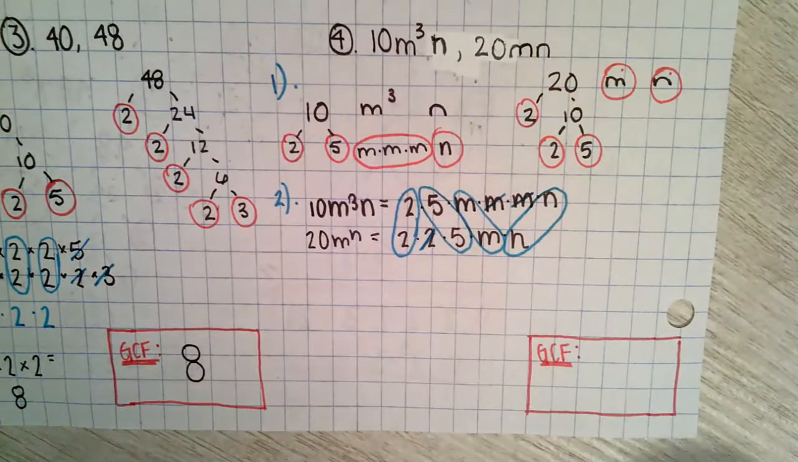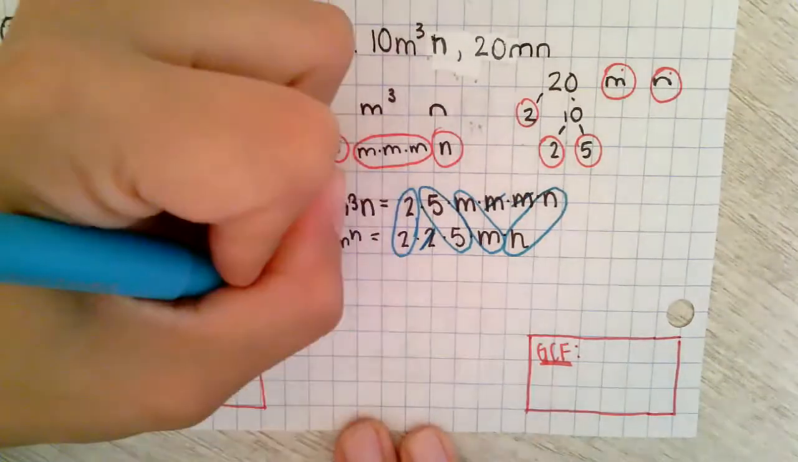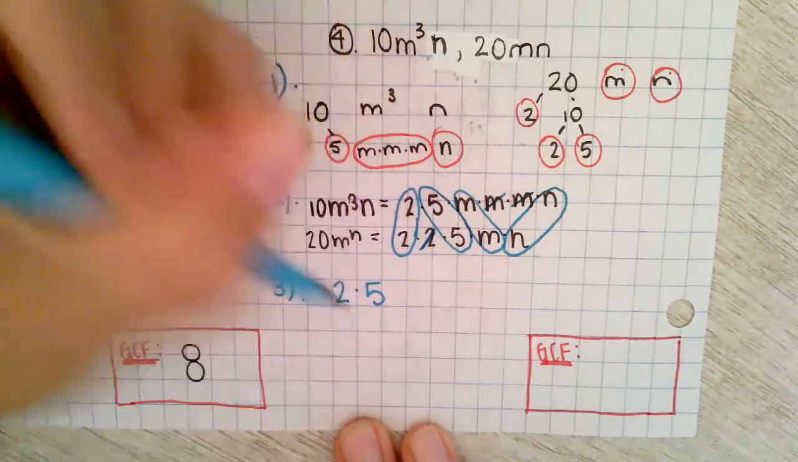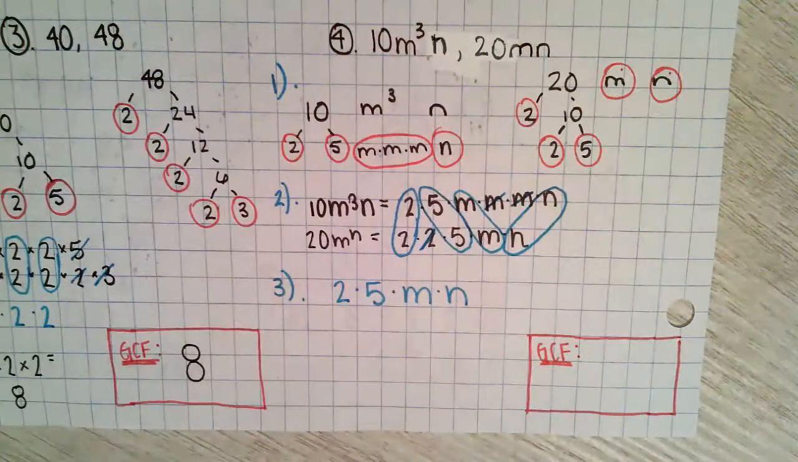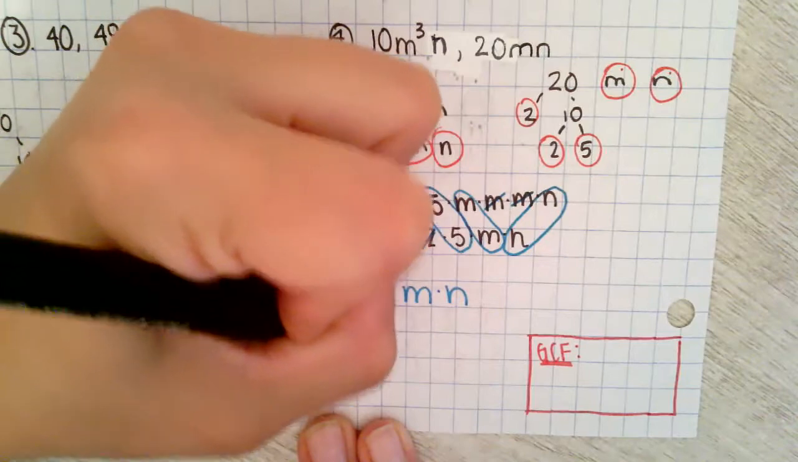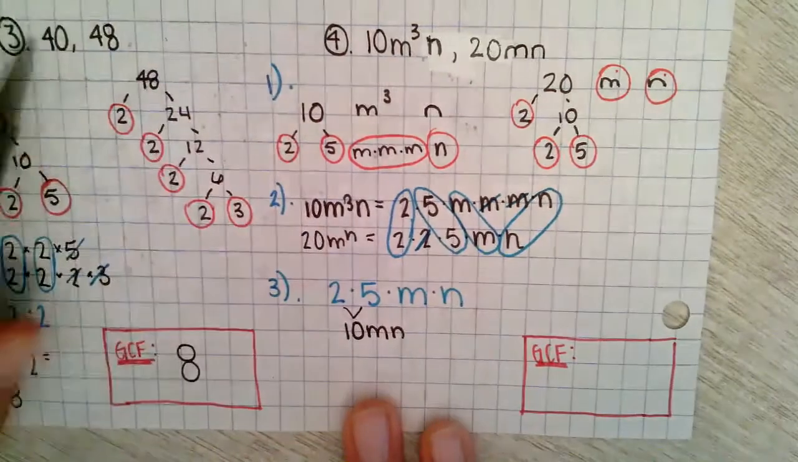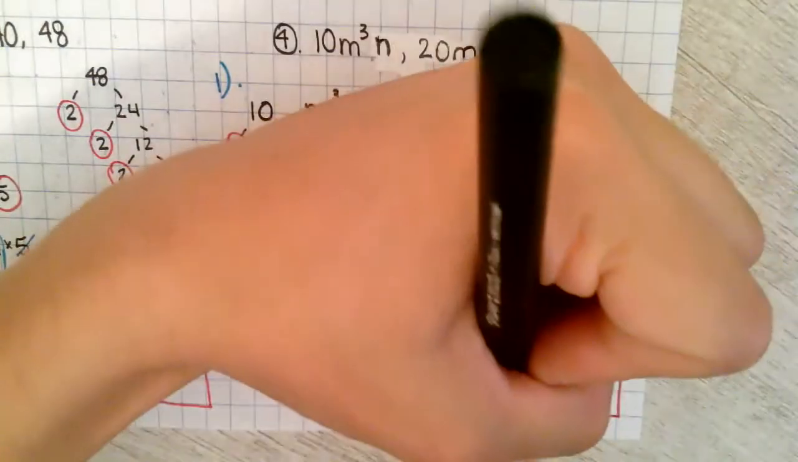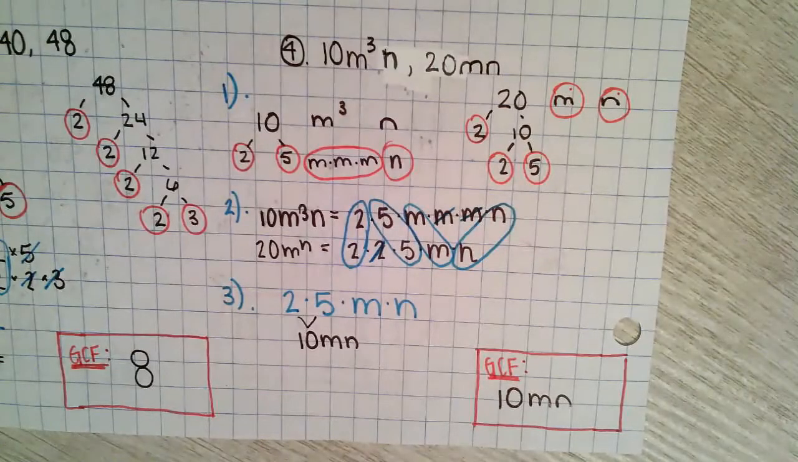So for this one, now I'm going to write it all out. Step 3, my greatest common factor is going to be 2 times 5 times m times n. And you could either leave it in this expanded version, or you could write your answer as 2 times 5 is 10 mn. I'm going to leave it as 10 mn because it's simpler, but either of those would be correct.